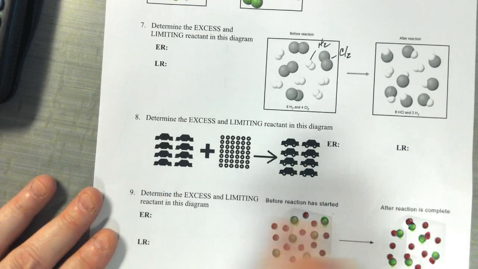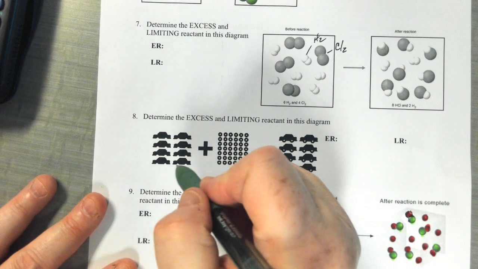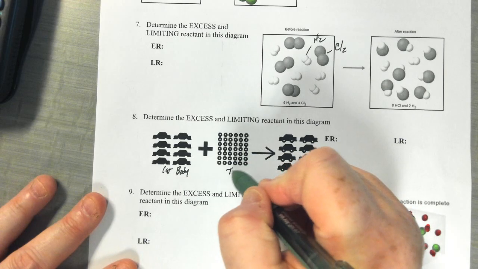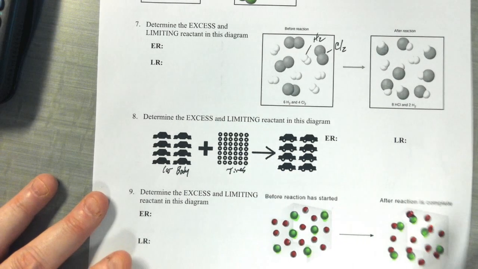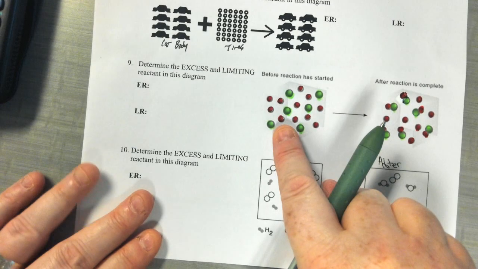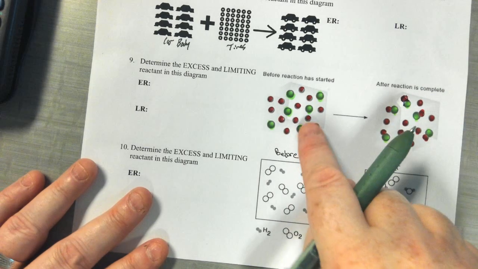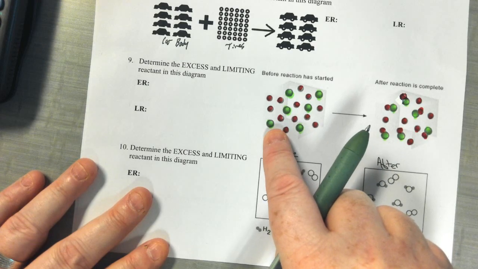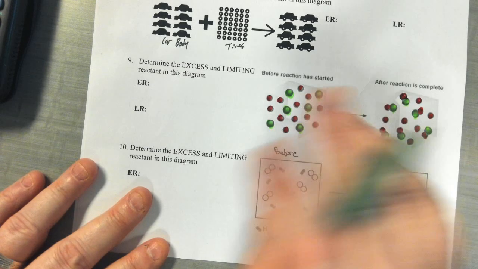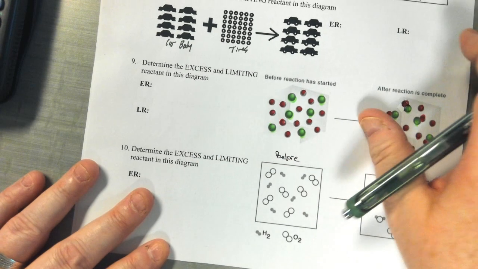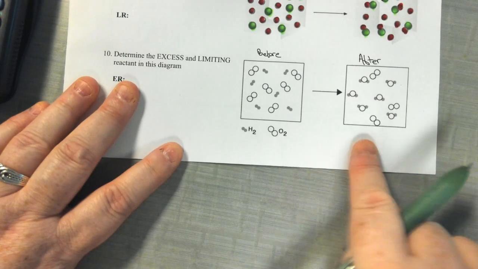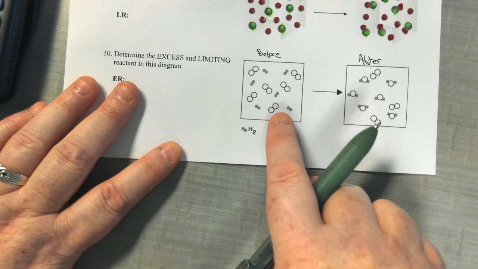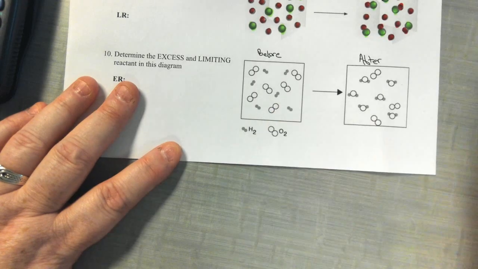Okay. Here we got cars to tires, or car body, so car body and tires. Okay. And then here, the smaller ones, it's kind of hard to tell, but you can kind of see a difference in size. The smaller ones are red and the bigger ones are green. This one we're just going to go by color, and then this one is labeled, where H2 is the small filled in circle, O2 is the open bigger circle.